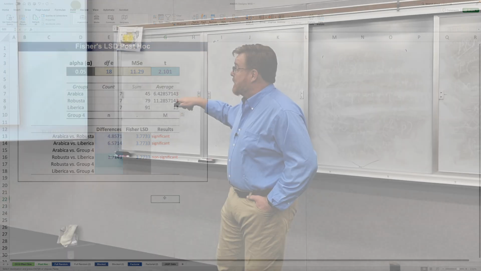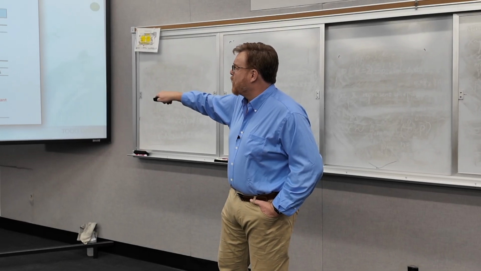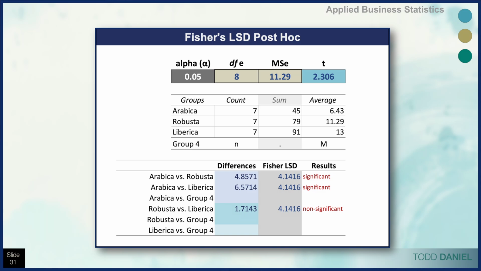Let's look at the comparisons now. We can see group 1 versus group 2 has a mean difference of 4.86. Well, where does that come from? The mean for group 1 is 6.43. The mean for group 2 is 11.29. Subtract those two and you get a difference of 4.86.